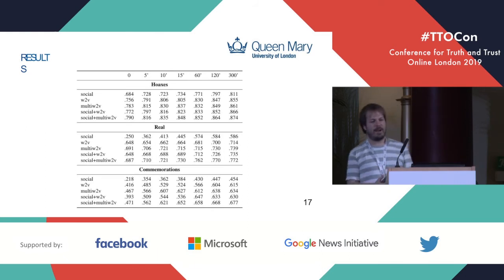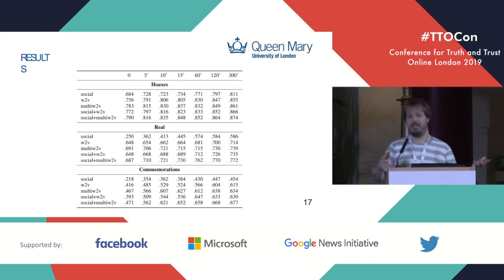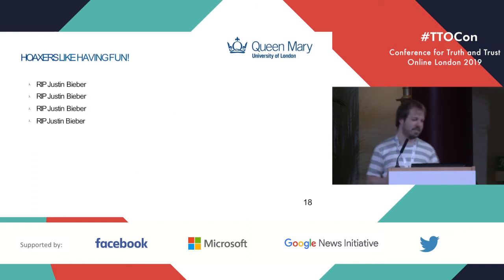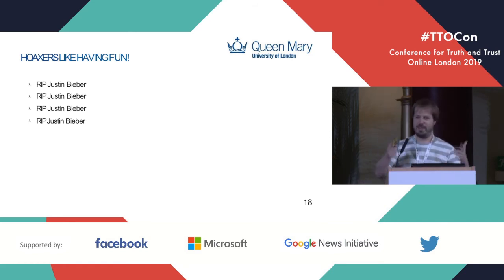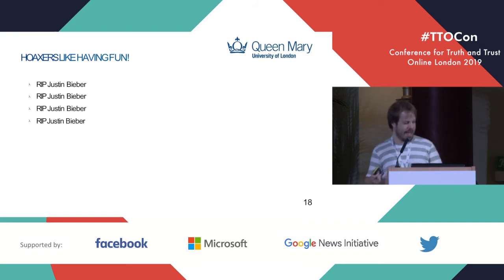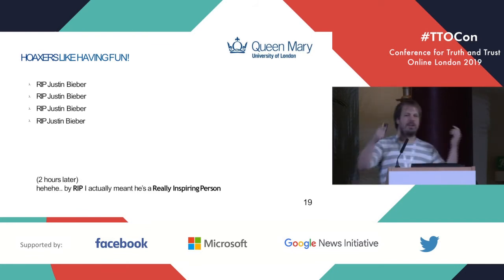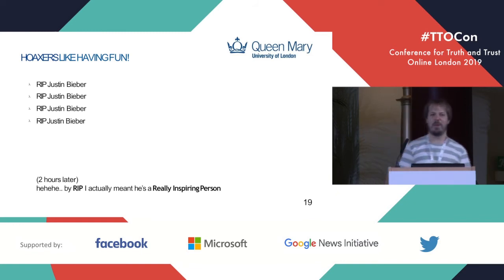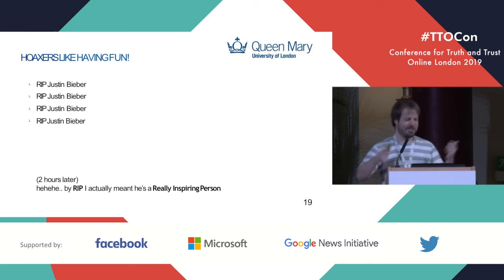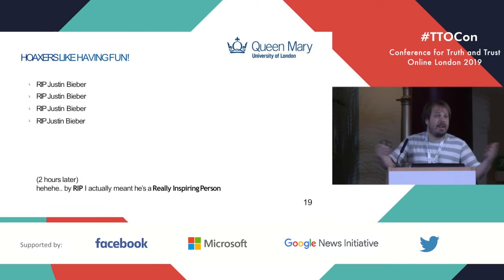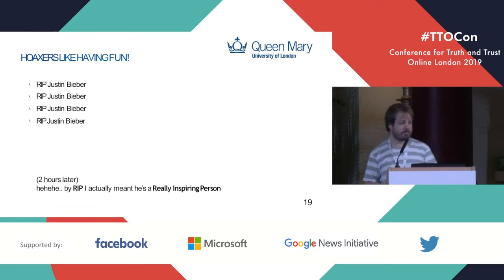And some fun stories that I observed from the dataset. There's a lot of cases. Justin Bieber has been killed off I don't know how many times, and it goes viral again and again. Fans are always wondering whether it's true or not. Somebody starts spreading this, and then a couple of hours later, they say, "Oh, I was just joking. Actually, by RIP, I meant really inspiring person." So they're just making fun, but it goes viral, so the problem is still there.